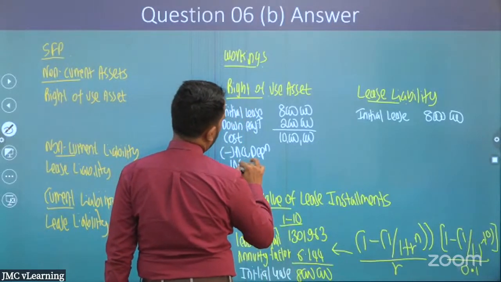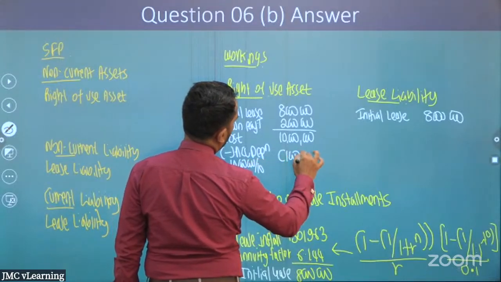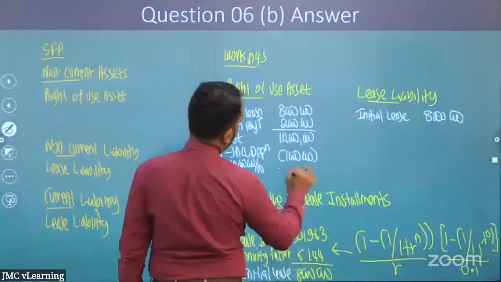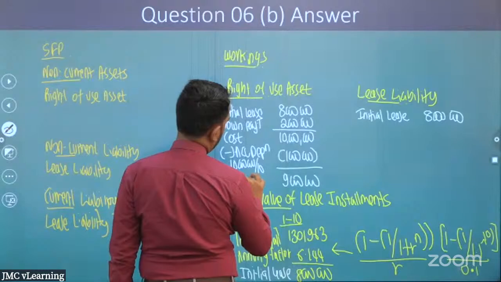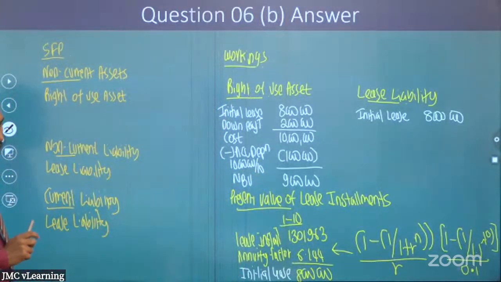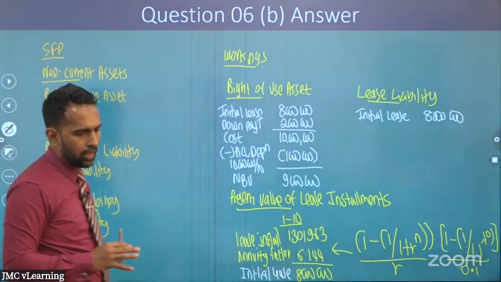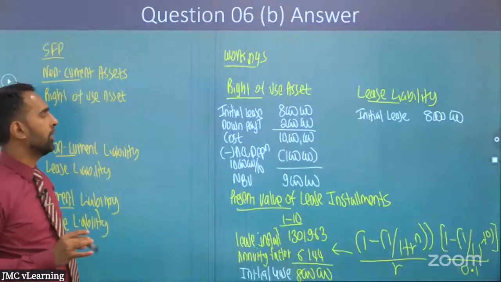So we'll depreciate over the 10 years. So the accumulated depreciation is 1 million. Your net book value is 9 million. Okay.